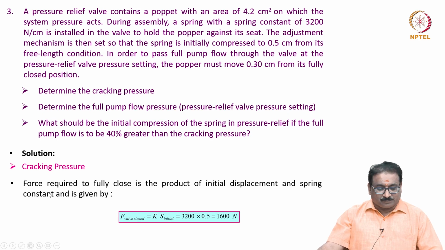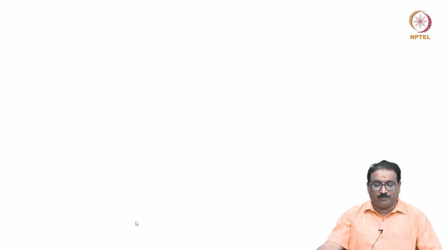So, we know that the force required to fully close is the product of initial displacement and the spring constant, and is given by F valve closed, force required to close, K into S initial value. Initial value is 0.5 is given, therefore 3200 into 0.5, meaning 1600 Newton. This is the initial force required to close the valve.